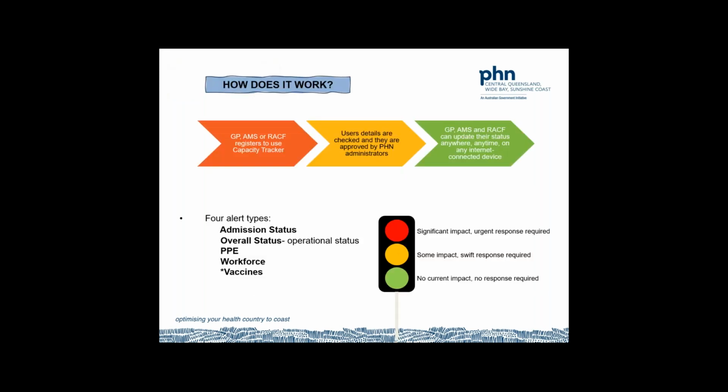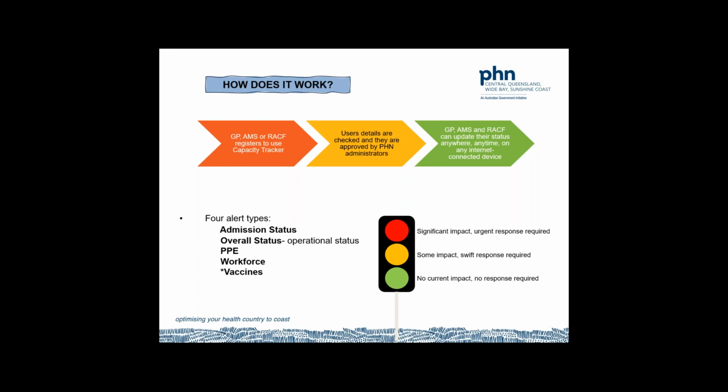So how does the system work? GPs or residential aged care facilities register to use the capacity tracker system. We'll go into how that's done soon. But then their details are always checked over and approved by administrators on our end at the PHN, so that only those who are verified to work with the facility are able to access.